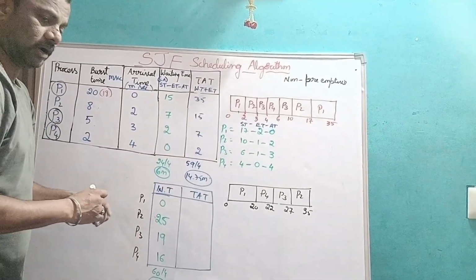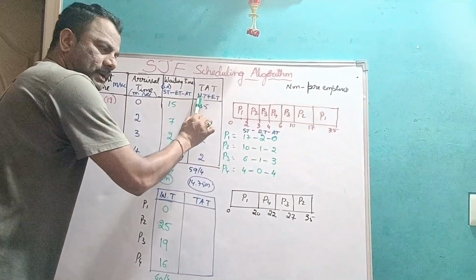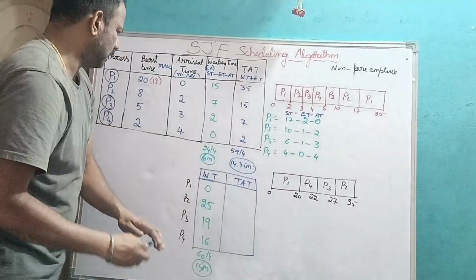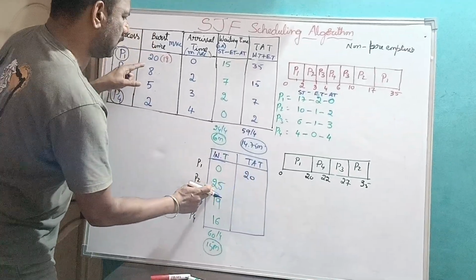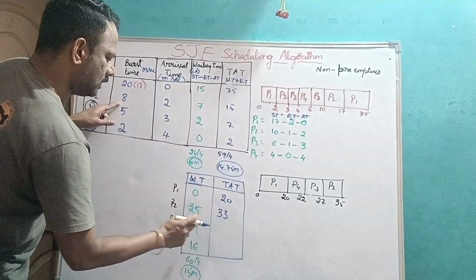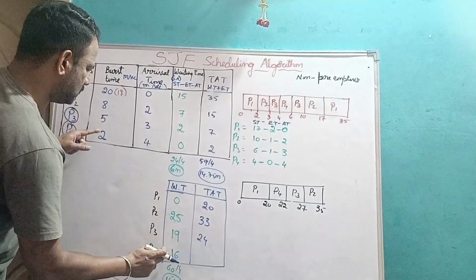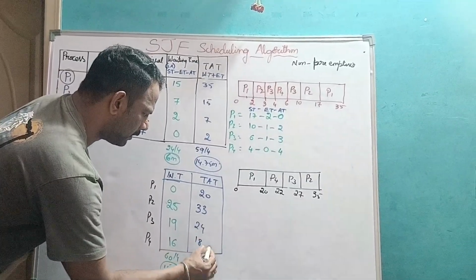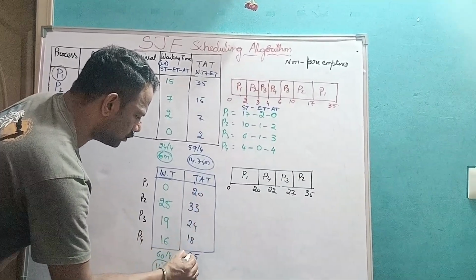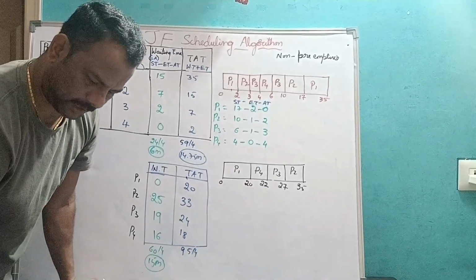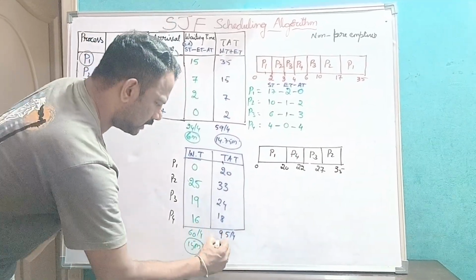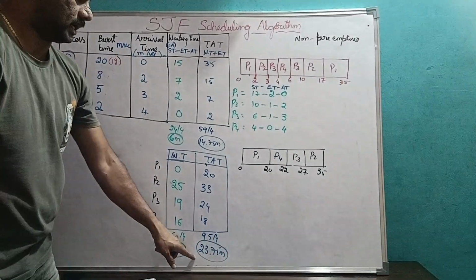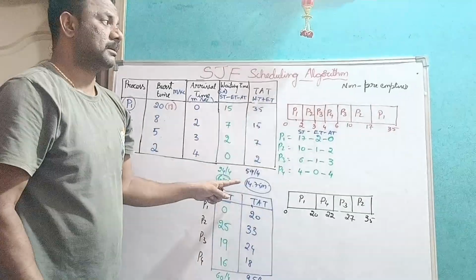So next, turnaround time. The turnaround formula is what? Waiting time of the process plus execution time. P1 waits 0 time, but it gets 20 time. So it is 20 plus 0, 20. Then 25 plus 8, 33. 19 plus 5, 24. 16 plus 2, 18. Now add all these. 8 plus 4, 12, 15, 1 carry, 3, 6, 8, 9. So 95 divided by 4, I will get 23.75 milliseconds. Much higher when compared to shortest job first preemptive.